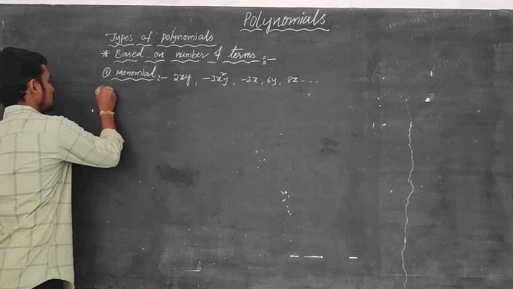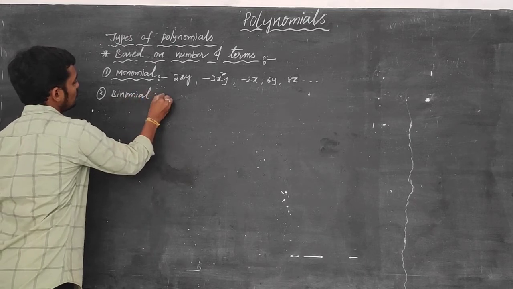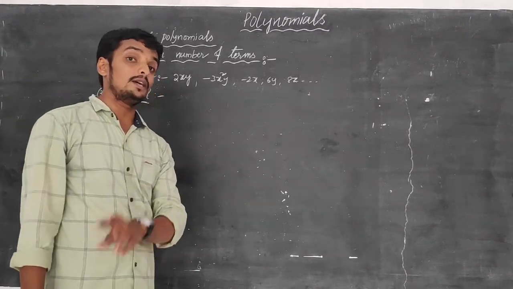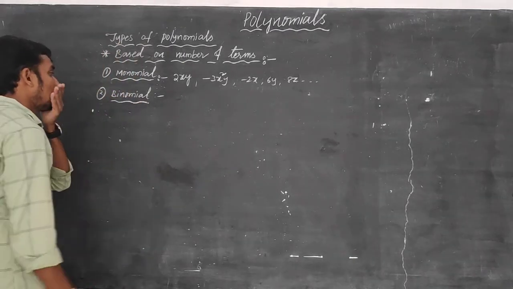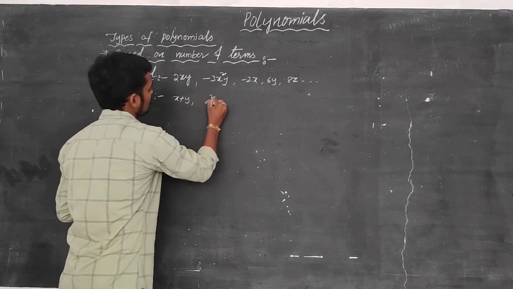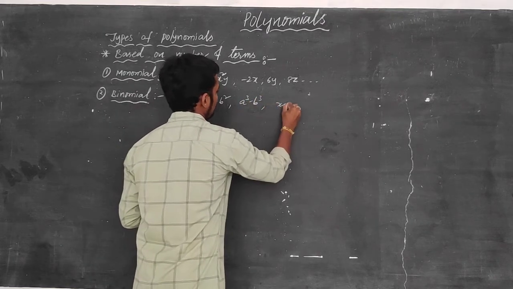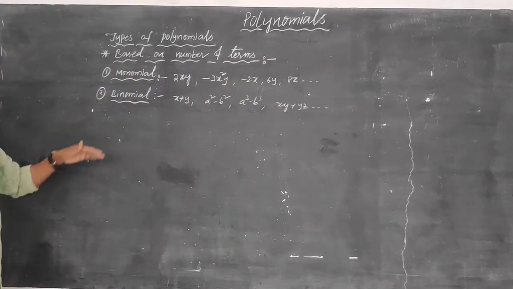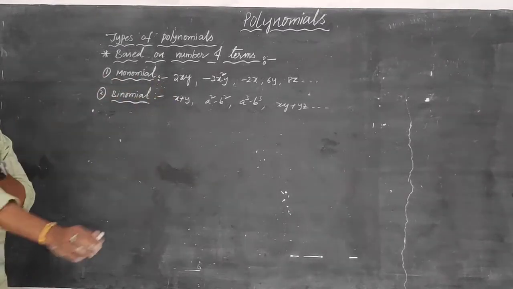And the second one is binomial. There is a word bi. Bi means two. A polynomial contains two unlike terms. Here it is not just two terms, the two are unlike. A polynomial that contains two terms is called a binomial. Write the examples of binomial: x plus y, a square minus b square, a cube minus b cube, xy plus yz. These are called binomials. I wrote some examples. You have to add some more and keep stars, etc.